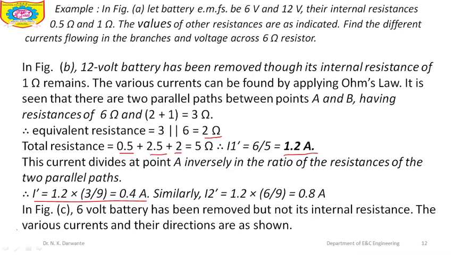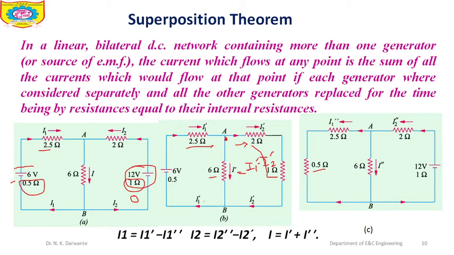Once these two currents are known to us, it's time to replace the other battery. Replace this other battery and remove the battery for which we have done the calculations. The same figure is shown in figure C. We can see that in figure C the 12 volt battery with 0.5 ohm internal resistance has been replaced. Here is figure C, and here the 12 volt battery is used.